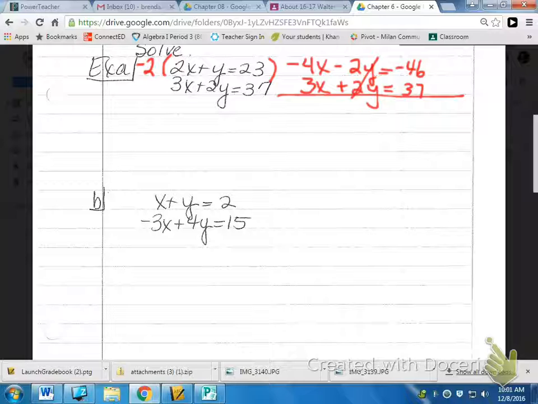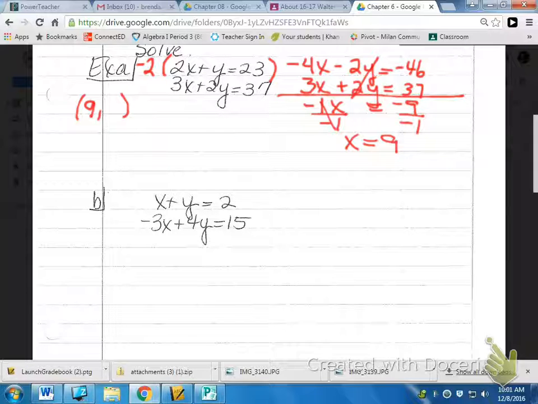-4x plus 3x would be -1x. And -46 plus 37 would be -9. You never end up with the negative variable, so you definitely divide by a -1 if necessary, and x is 9. That is half of my solution.